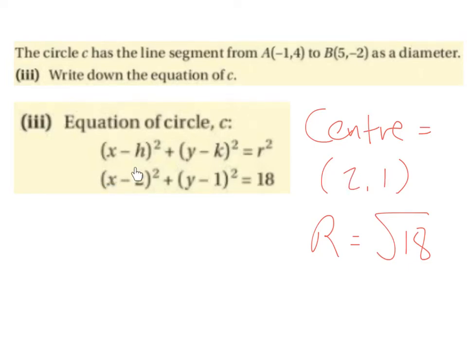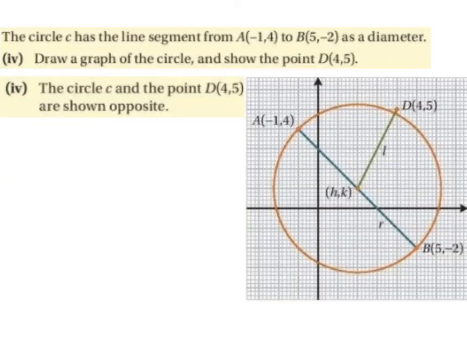So we get (x - 2) squared plus (y - 1) squared, that's equal to r squared. And the square root of 18 squared just gives us 18. So we get equal to 18. So this is the equation of the circle C.